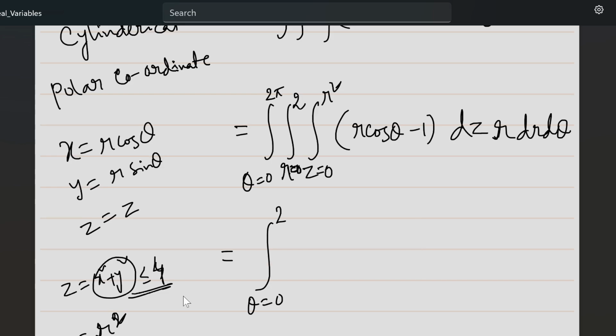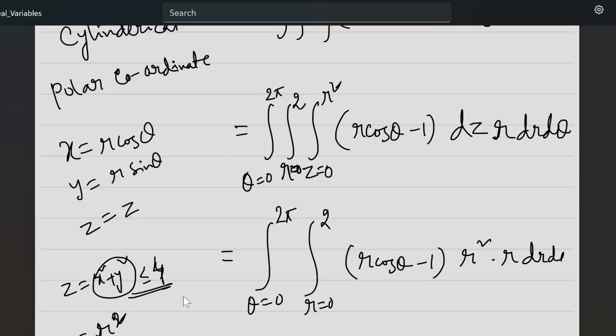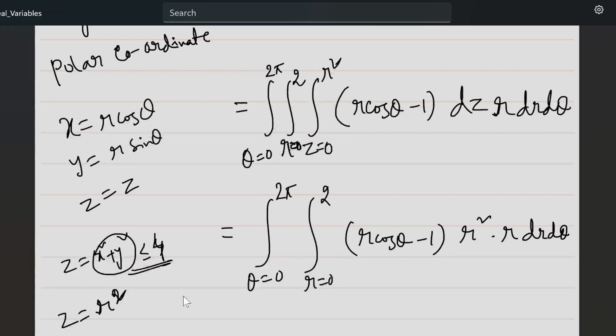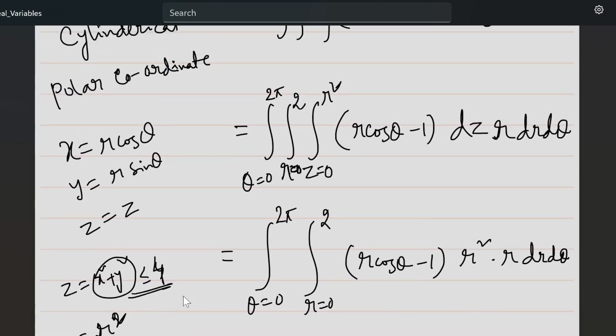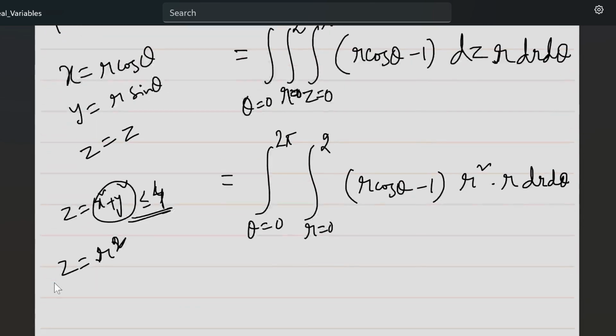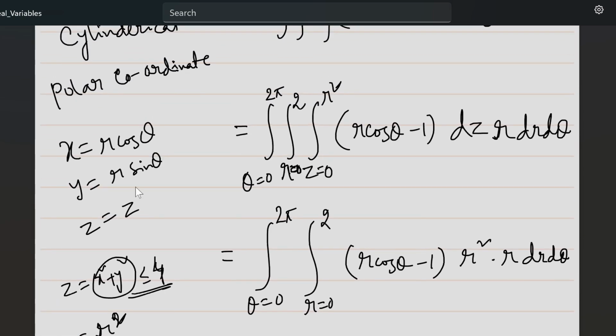Theta is 0 to 2 pi, r is 0 to 2, and I will write r cos theta minus 1. Oh, dz, z comes outside. So r cos theta minus 1 into r square into r dr d theta. Understand this line? I wrote it directly.